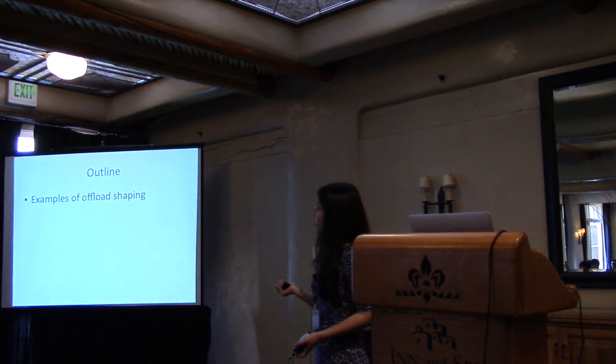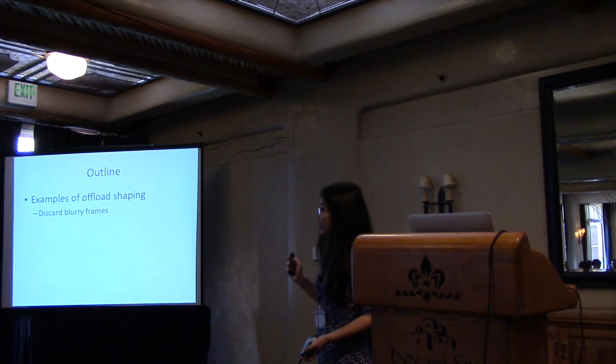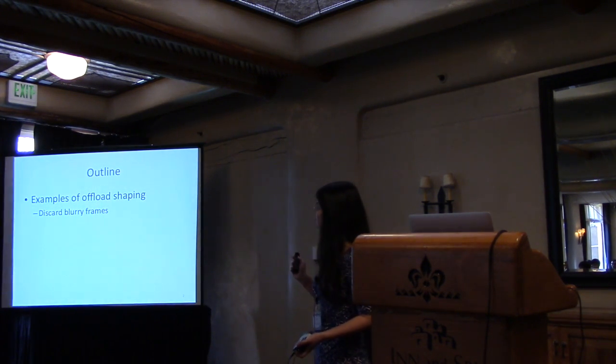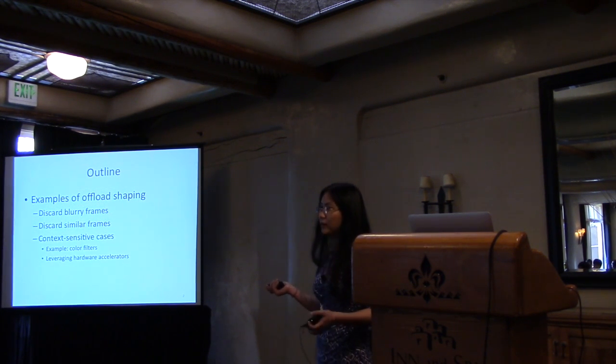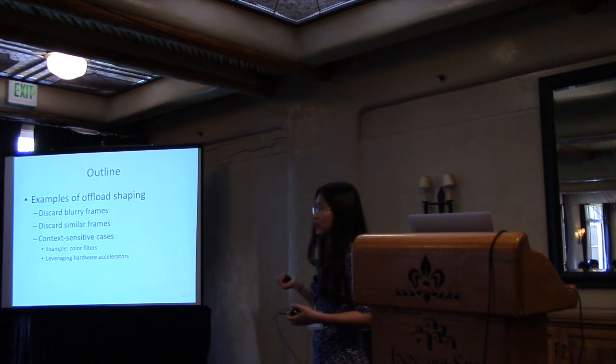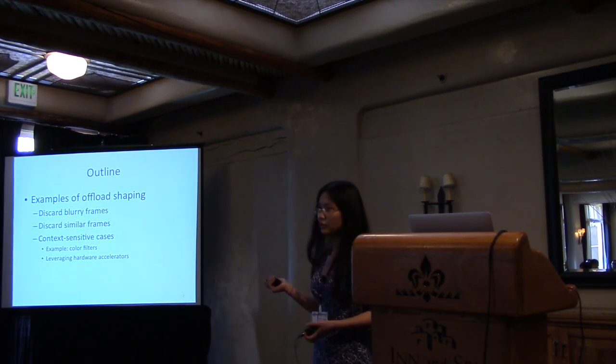So in this work, we first investigated several examples of offload shaping and show that we get significant resource savings in all three examples. The first example is about discarding blurry frames. The second example is about similar frames. And while we imagine discarding blurry frames and similar frames can be beneficial to a wide variety of applications, some applications may have their own need for offload shaping. So in the third example, we investigate context-sensitive cases. We use color filters as a particular example, and we also discuss how we leverage hardware accelerators.